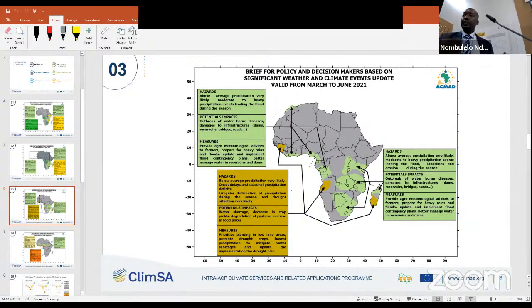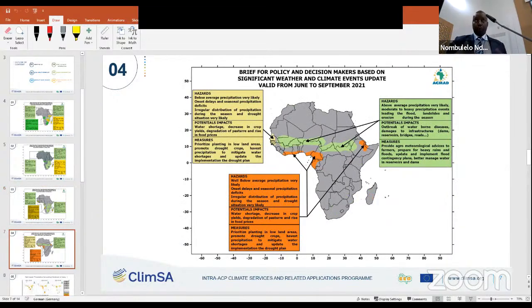So decision makers should take advantage of that, either to plan or to review the contingency plan, even to twin with countries to see where food is available so they can supply the vulnerable population. This is the one we also do from June to September, which is going on. Those are the kind of products available on our website, and we produce them regularly at continental level.